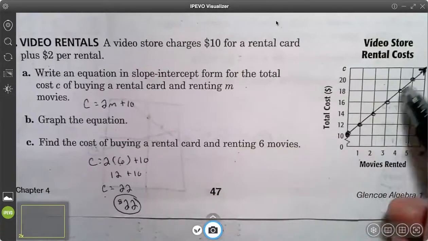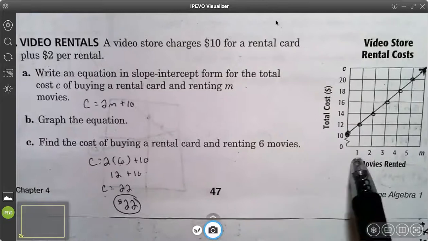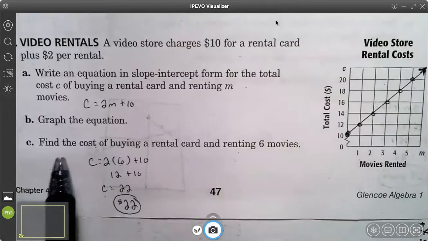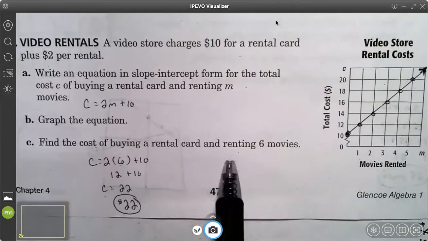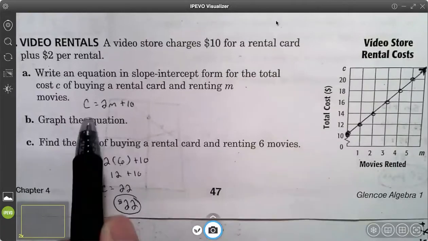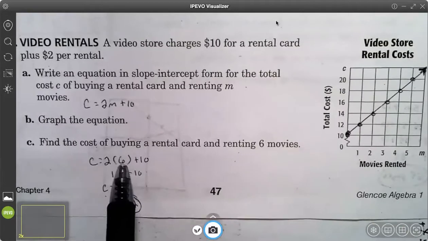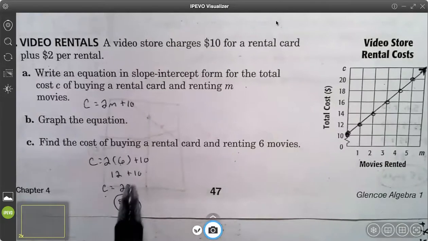This is a positive slope, positive correlation. The more movies we rent, the more money it costs. And it says, find the cost of buying a rental card and renting 6 movies. I can take this equation and plug 6 in for the amount of movies. 2 times 6 is 12. 12 plus 10 is 22. So the answer is $22.